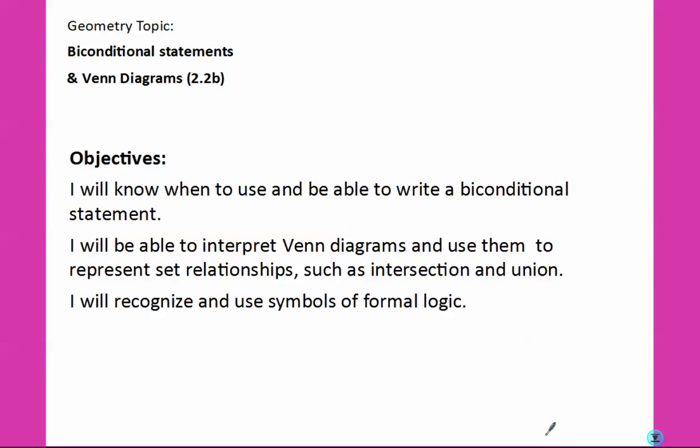Today we're going to be talking about biconditional statements and Venn diagrams. We will know when to use and be able to write a biconditional statement. We will be able to interpret Venn diagrams and use them to represent set relationships such as intersection and union. And we will recognize and use symbols of formal logic.